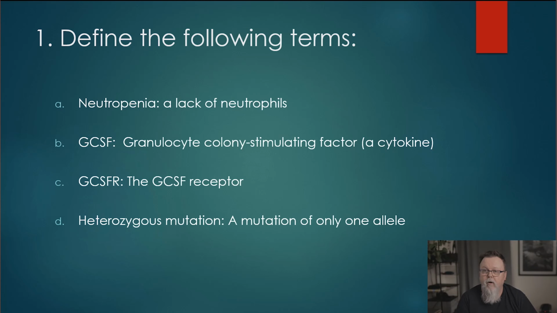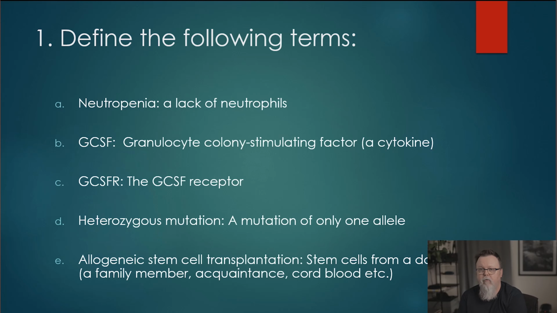And then we also have heterozygous mutation, which would be a mutation of only one allele. And then also allogenic stem cell transplantation, which is a transplantation of stem cells from a donor. It could be a family member, an acquaintance, a complete stranger.